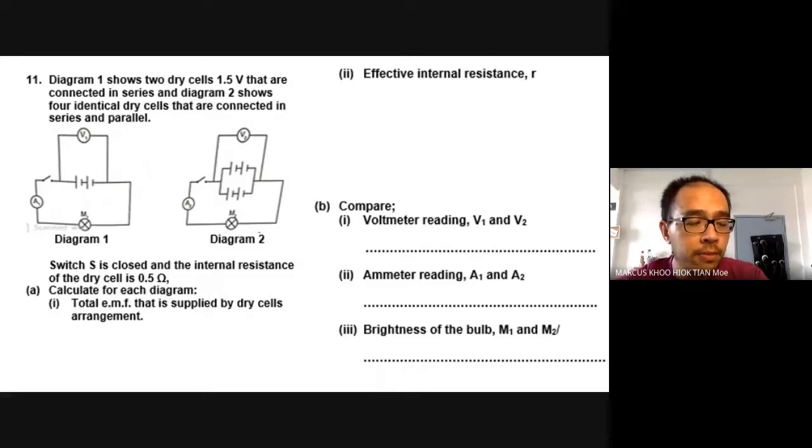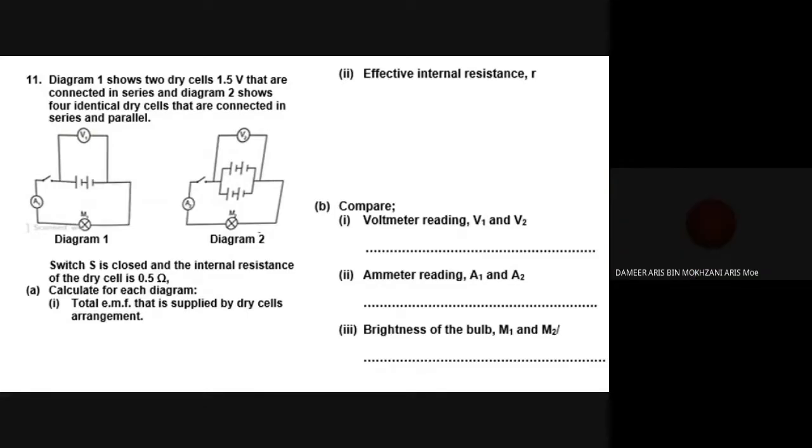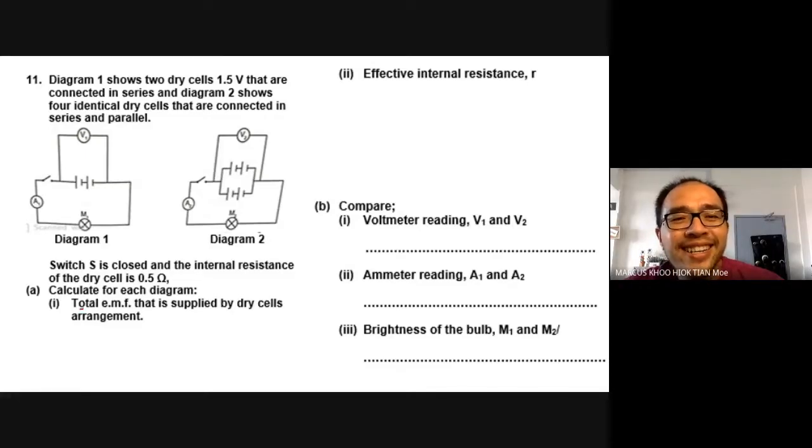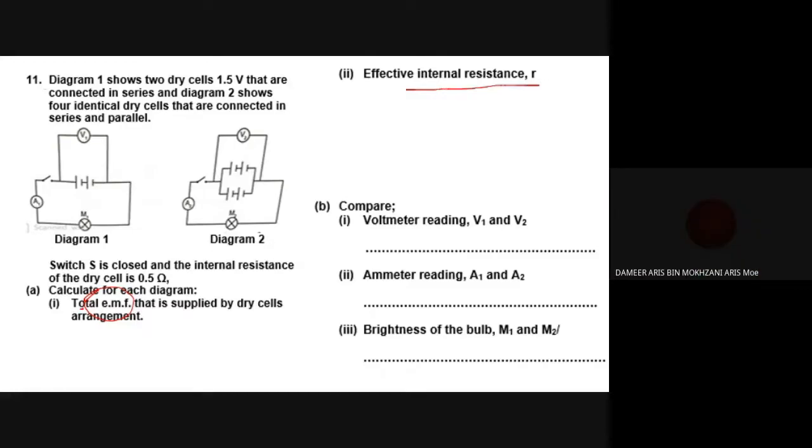Total EMF that is supplied by the dry cells arrangement for diagram 1 and diagram 2. What is the total EMF? Diagram 1, teacher, 1. Okay. And diagram 2, 0.5. Wait, which one are you answering? Are you answering EMF or internal resistance? EMF. Why would it be 1 though?